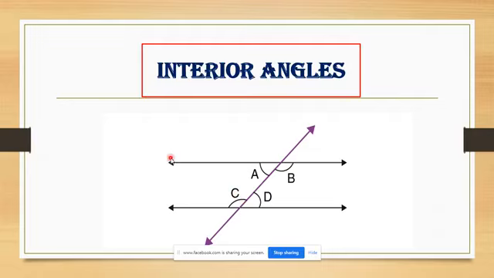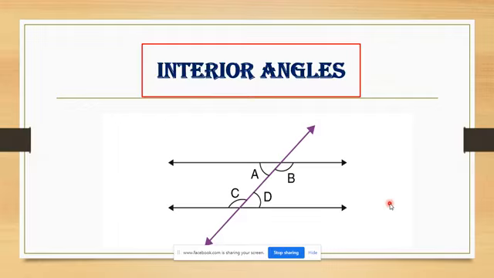Suppose this is line P and this is line Q, and this R is intersecting both. So, this is the left side of the transversal, and angle A and angle C are interior angles. There are two pairs of interior angles if two parallel lines are intersected by a transversal.